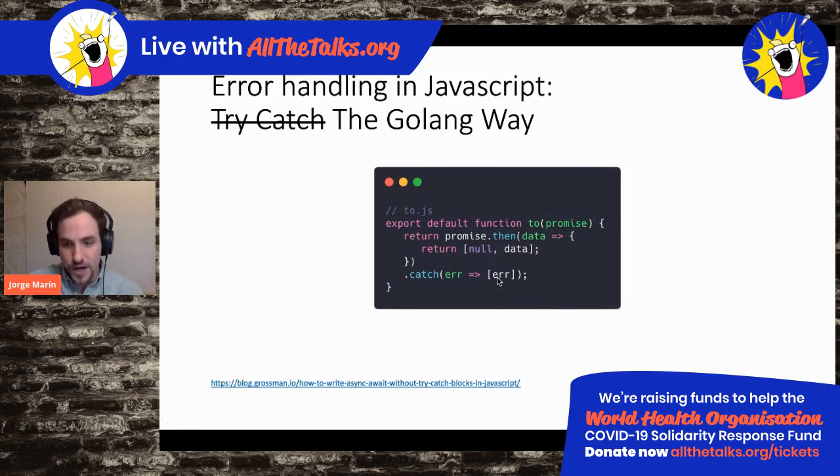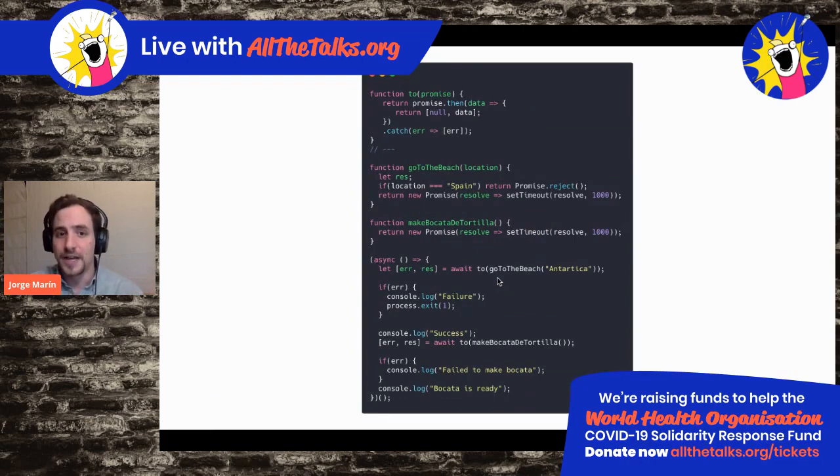Now, if we use this function, the code looks like this. A little bit easier for implementing the function. So you can see the GoToBeach function and the MakeBocataTortilla function no longer have this weird return array thing.